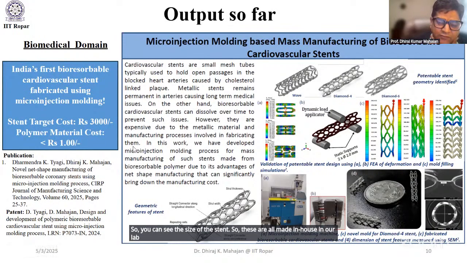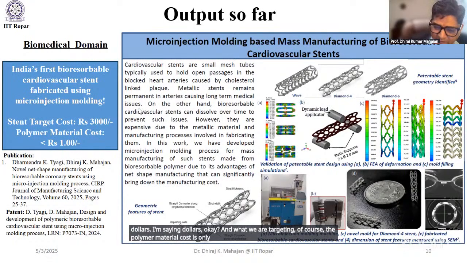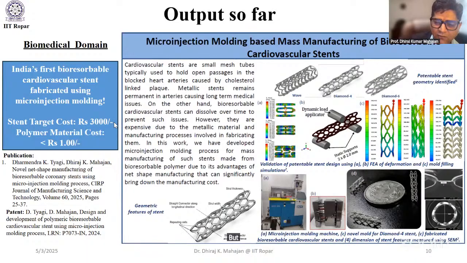And I just want to give you an example. A similar stent from Abbott is available in the market at $2,100. I'm saying dollars, okay? And what we are targeting, of course, the polymer material cost is only 50 paisa. But if we also go for all the regulations and everything, my target price for the market is 3,000 rupees.